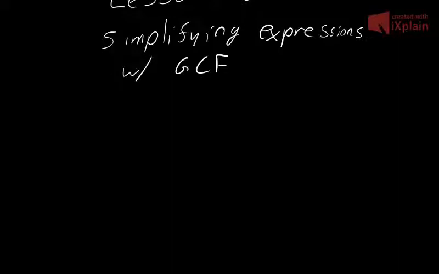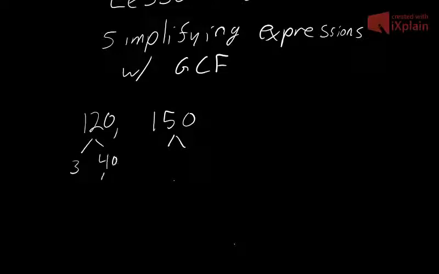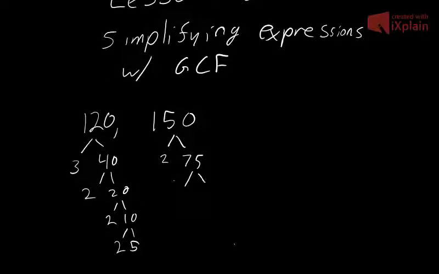So if I am doing, let's say, the numbers 120 and 150, and I want to find their greatest common factor, I'm going to start by making factor trees. Anytime there's factors, I want to do factor trees. 120 is going to break down into 3 and 40, that's 2 and 20, that's 2 and 10, and that is 2 and 5. 150 would be 2 and 75. 75 is 3 and 25. 25 is 5 and 5, and we're good to go.